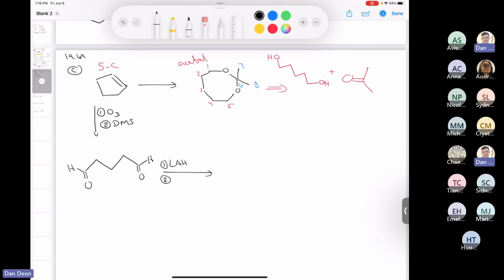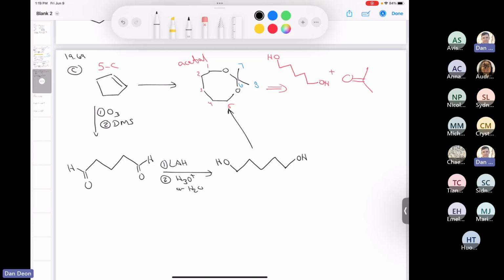And then in the second step, again, Mr. Dion doesn't care. I would accept water or acid. Either one's fine with me. Let's just put aqueous acid this time. Oh, let's put both. Both are totally fine. So you'd have 1, 2, 3, 4, 5. There you go. That's your diol done.